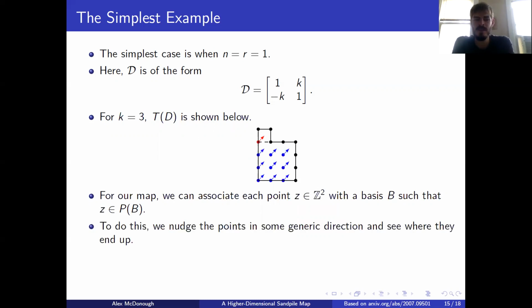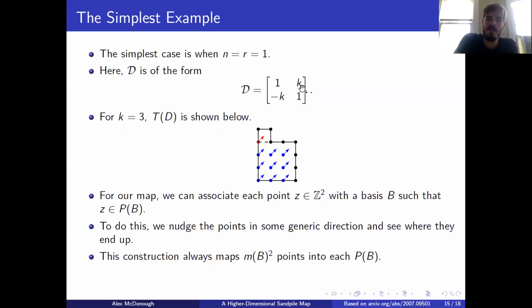So what we're going to do is choose a direction, some generic direction, and nudge all the points in that direction and see where they end up. So now we have these 9 points that are going to be nudged into this bigger square, and we have this 1 point that's going to be nudged into this little square. So why am I doing this? Well, in fact, this construction always maps multiplicity squared points into each parallelepiped. So in this case, 1 was the multiplicity of the first basis, 3 is the multiplicity of the second. So we had 1 squared vectors go into here, 3 squared go into here.